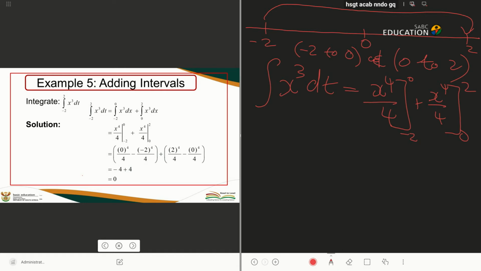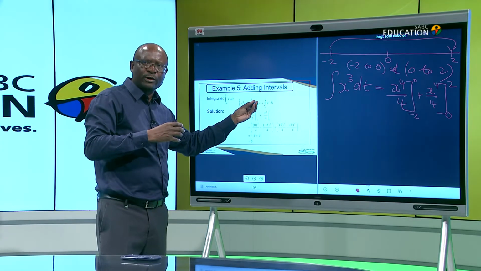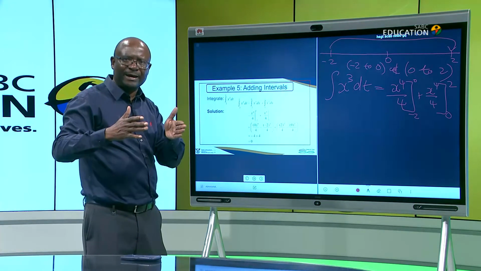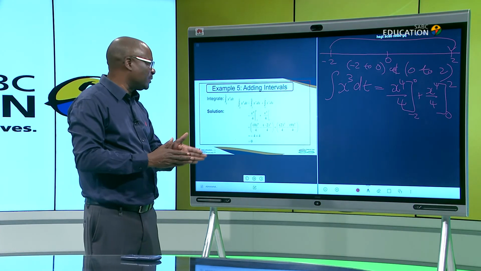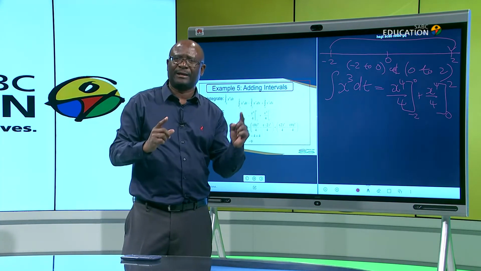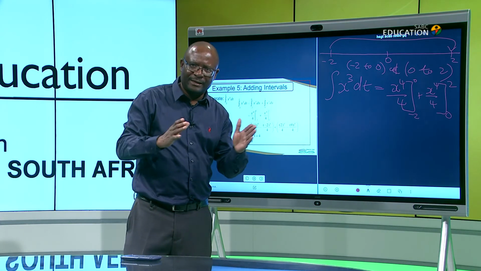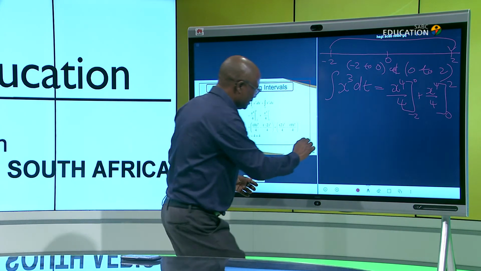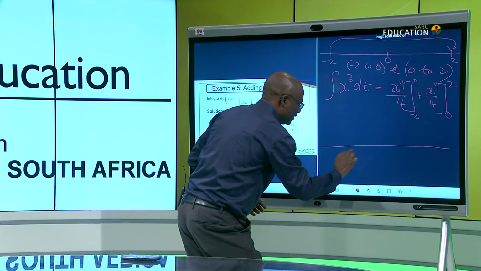But remember, from the outcomes, we said we are going to apply the rules in order to determine the area between the curve and the x-axis, or between the curve and the ordinates. But if we were to calculate the area, can we get an area of 0? If, say, here, like what I've initially done.